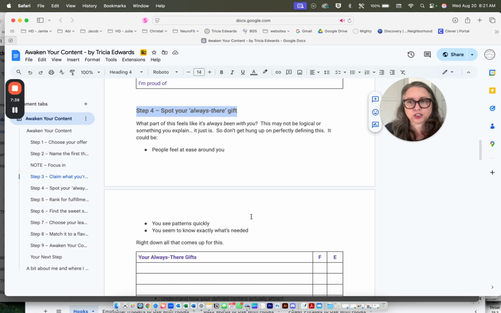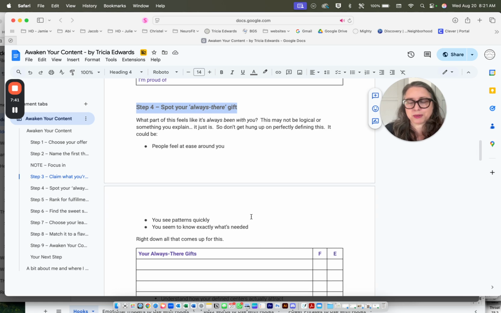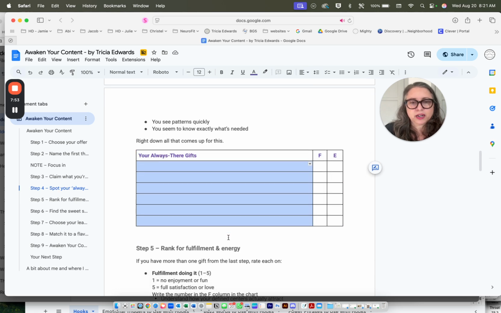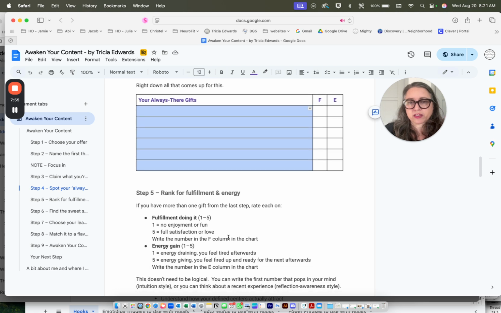And by the way, this can change for every offer that you have. This may not be the same for every offer. If you change who your ideal client is, it also might be something that's different. And so you can write down what these gifts are. There's some spaces here. You obviously can add some more. And then we're going to rank them, because we often all have multiples of these gifts.